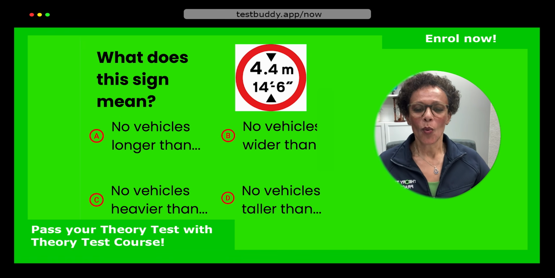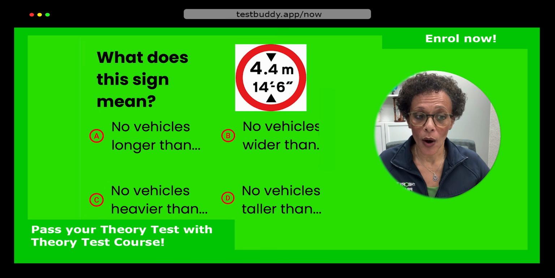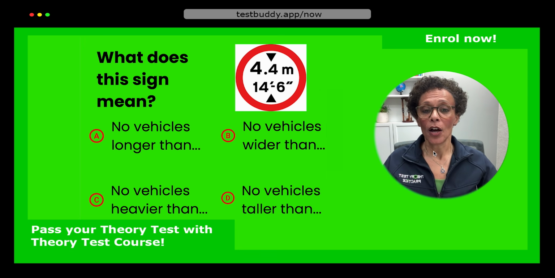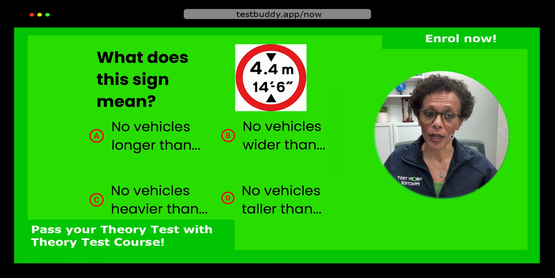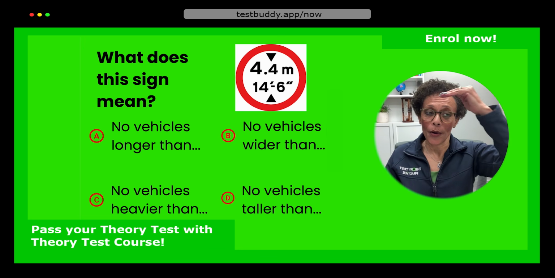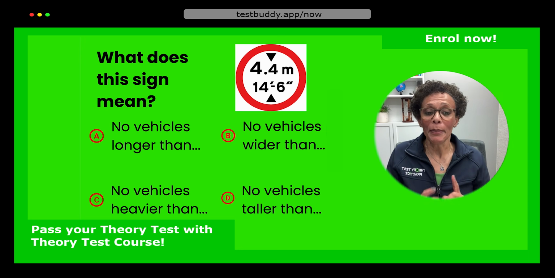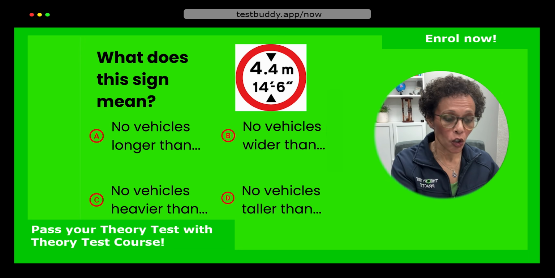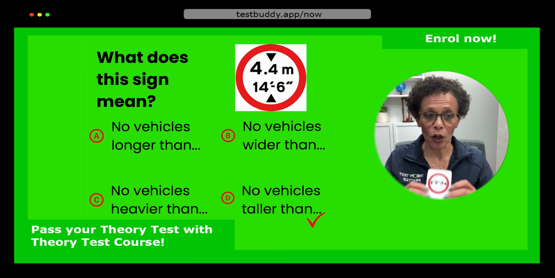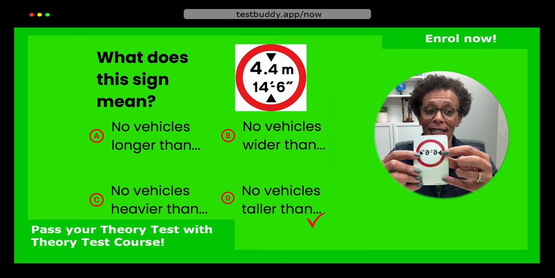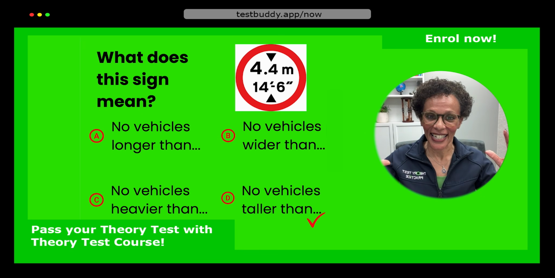Next question. What does this sign mean? Is it no vehicles longer than, no vehicles wider than, no vehicles heavier than, or no vehicles taller than the number that's inside the sign? Well, if you look at the arrows on the sign, then they will tell you what the sign means. The arrows are at the top and the bottom of the sign. So that means no vehicles that are taller than the number inside the sign. If it was no vehicles wider than, the sign would look like this. The arrows would be side to side.